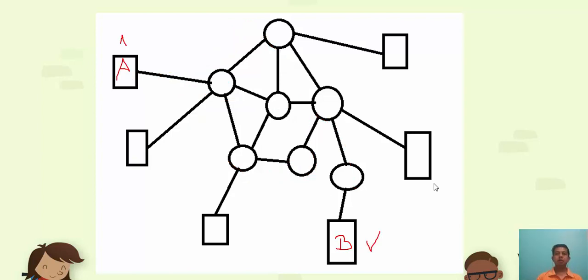Now, let us try to understand the most basic tasks of the network layer by using this example network. Let us denote this node as A, and let us denote this node as B. And let us assume that some data is to be sent from A to B. Now, given that there are many alternative paths between A and B, the network layer first has to decide on an appropriate path for the data packets. Now, selection of this appropriate path is a dynamic decision. It is not a very fixed decision.